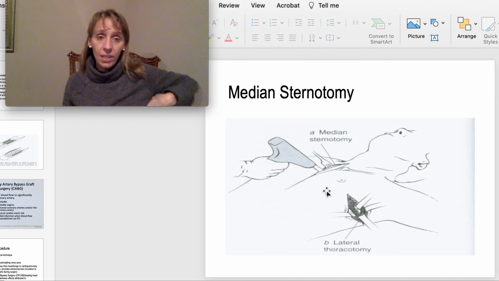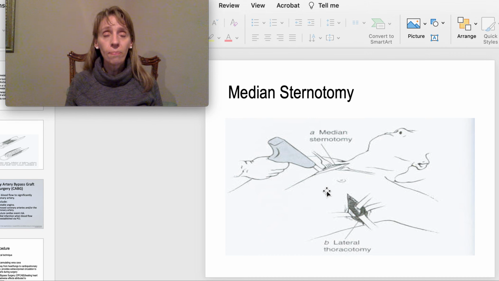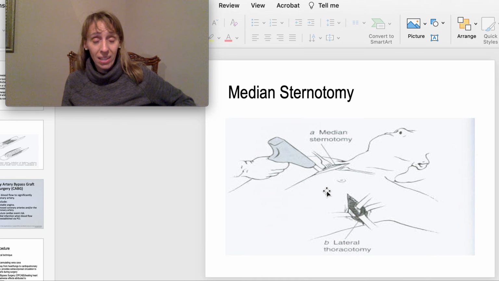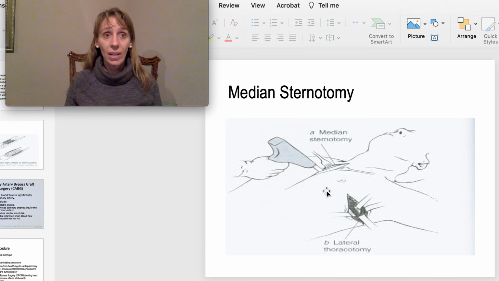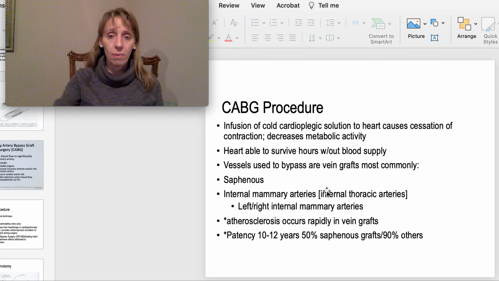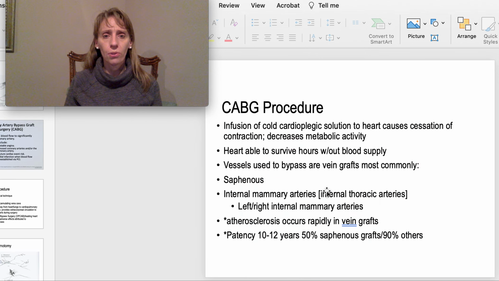The other photo you see is the side, that's a lateral. They would only really do the lateral, which is really nice if you can do one because the healing is nice and quick and it's not such a big procedure, but only if the blockage is right where it needs to be on the lateral side. Usually it's going to be right through the sternum.